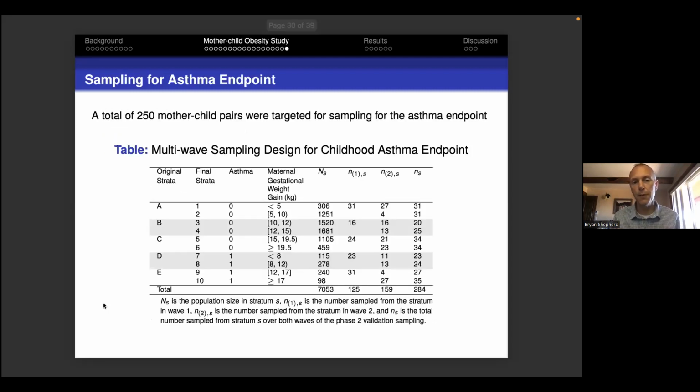We also did this for the asthma endpoint. I'm not going to go through the details of this, but it was very similar. There were 250 records that were targeted for sampling for the asthma endpoint. Anyway, we started with 5 strata and we ended up with 10 strata. Each stratum was divided into 2 in the end.